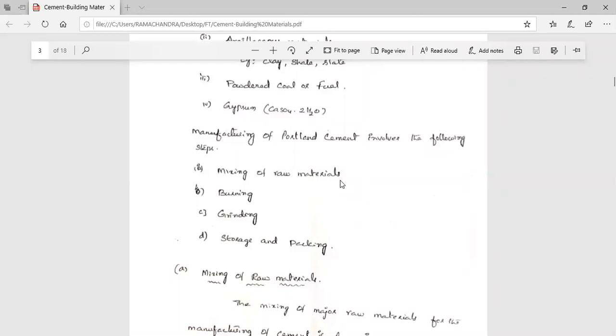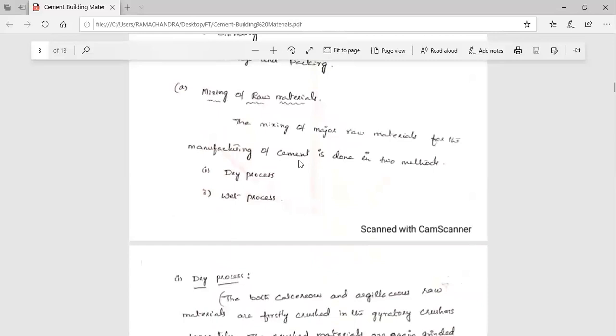Next, the second step, which is burning. After mixing the raw materials, they go to burning. After burning, the third step, we go for grinding. The fourth step is storage and packing. So these are the 4 steps involved in manufacturing of Portland cement.